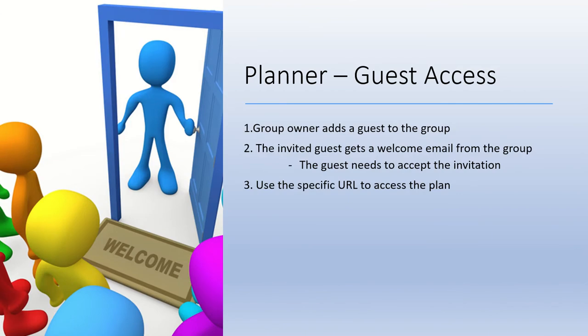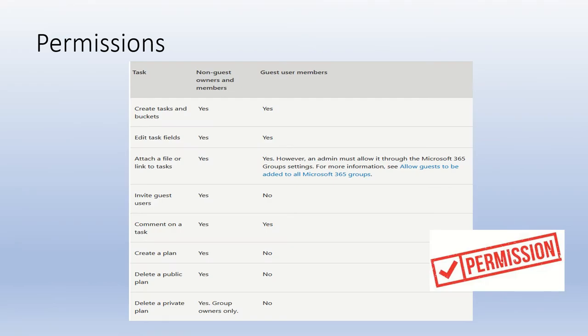And then you also have access to give guest permissions. So this is going to be used for anyone who is outside of your organization. When the owner goes to add the guest to the group, they're going to generate a welcome email, and then the guest just needs to accept that invitation and then just use that specific URL to get to the plan. And of course, if you do give guest permission, there is going to be a little bit of a difference between people who are internal to your organization and then people who have guest access.